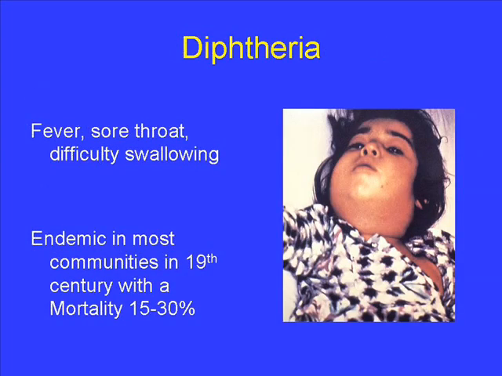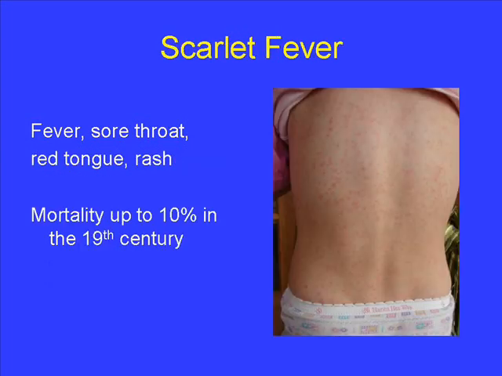Now, diphtheria, which is a disease that many of us probably never see today, but associated with fever, sore throat, and difficult swallowing, was endemic in the 19th century and was associated at that time with a very significant mortality of about 15 to 30%. Scarlet fever was characterized by fever, sore throat, red tongue, and a rash, and again had a mortality in the 19th century up to about 10%.